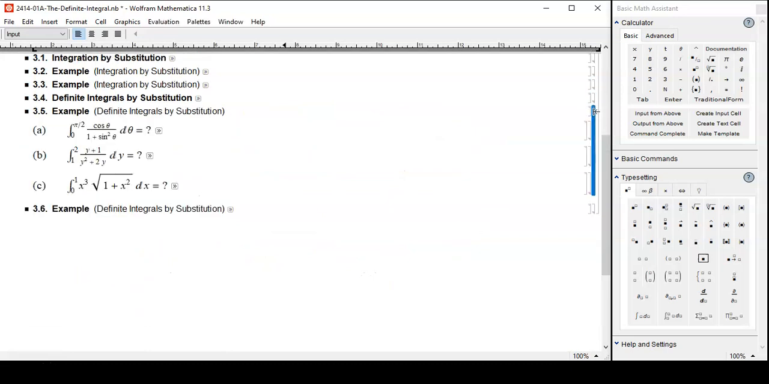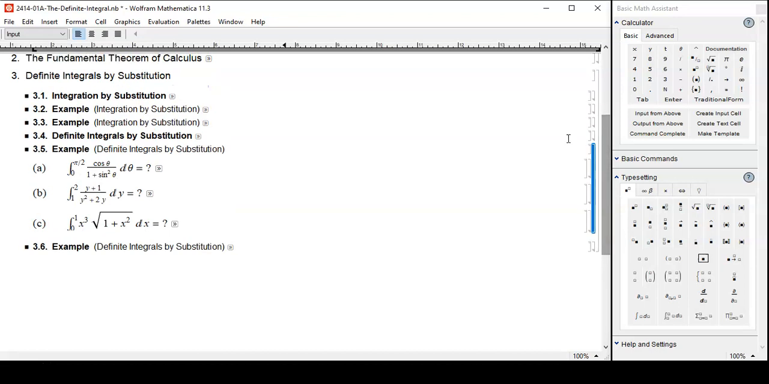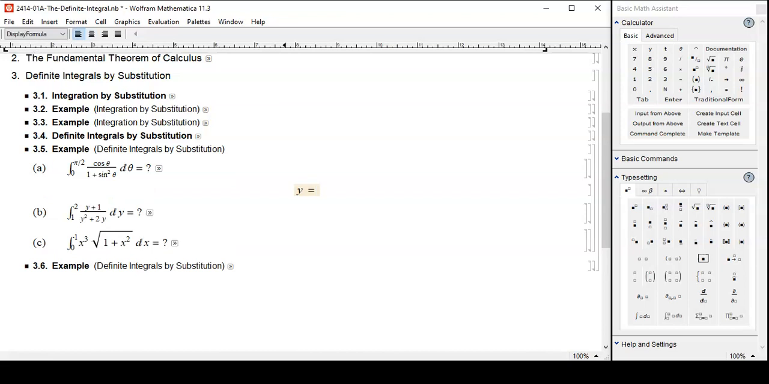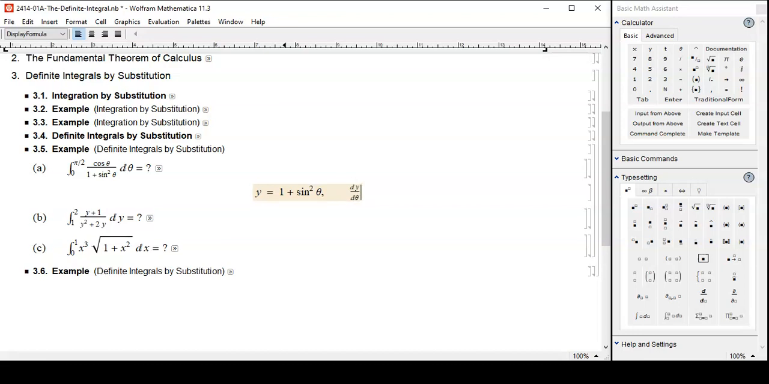Let's see, do we have some more examples? Okay, how about this? Cosine of theta over 1 plus sine squared. What is your substitution y? It is tempting to take y as this denominator, and then take the derivative. So if you do it this way, y is 1 plus sine squared of theta, so the derivative is 2 sine of theta times cosine of theta.